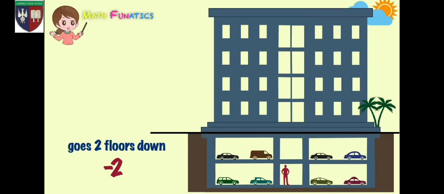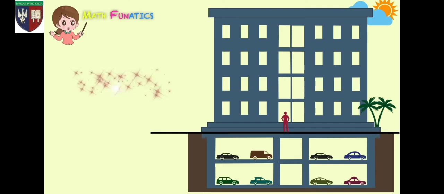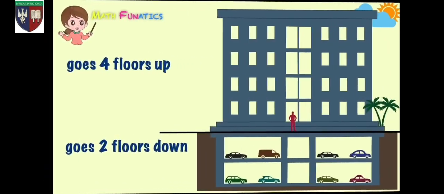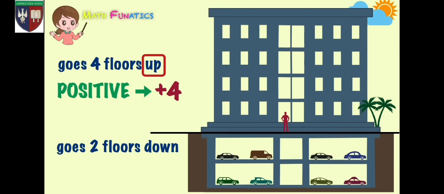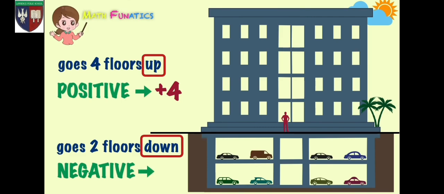To identify which integer best suits a given situation, we have to look for the keywords to give clues on what integers to apply. Looking back at our examples, the keywords that were used are the words up and down. So when you encounter the word up or any other words related to it, it means that the integer is positive. That's why 4 floors up means positive 4. And when you encounter the word down or any other words related to it, it means that the integer is negative. That's why 2 floors down means negative 2.